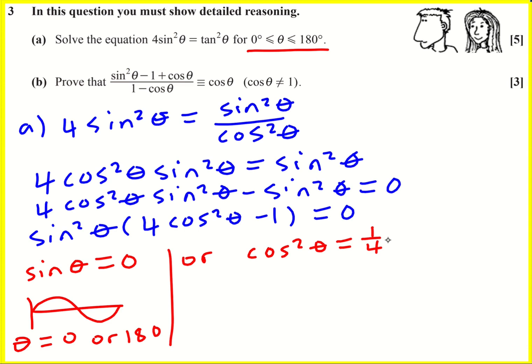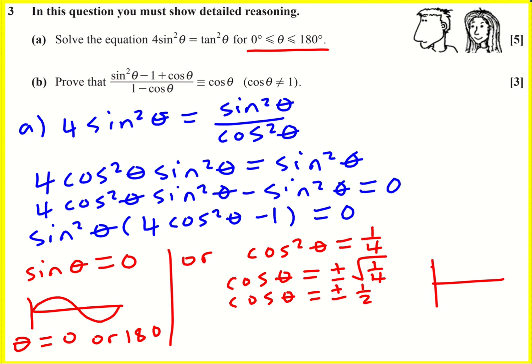And then cos squared theta is a quarter. So cos theta is going to be plus or minus the square root of a quarter, which is actually plus or minus a half. I'm just going to sketch out what cos theta looks like. It's going to look like this between 0 and 180. I didn't even want this bit here. So I can see I'm going to get one solution for a half and one solution for minus a half.